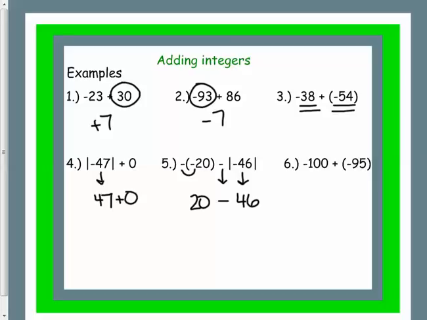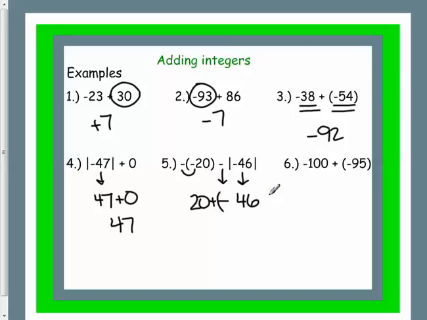These ones have the same sign, so we keep the sign and we add them. 38 and 54 make 92, and it's negative. On this one, 47 plus 0 is 47. Down here, we did the opposite of negative 20, which was 20. We're subtracting from that the absolute value of negative 46, which is 46.